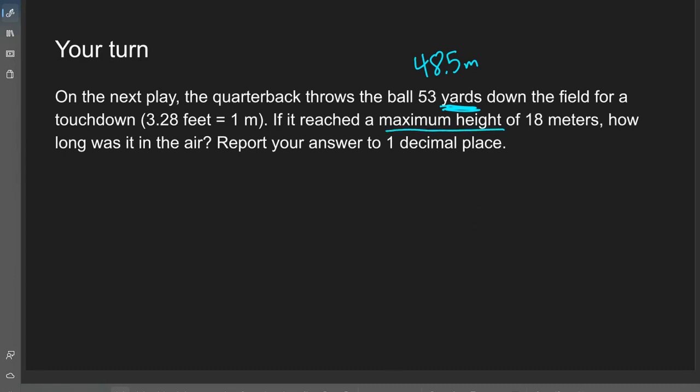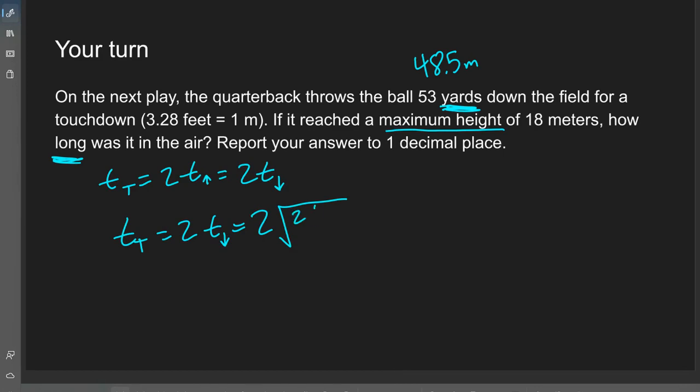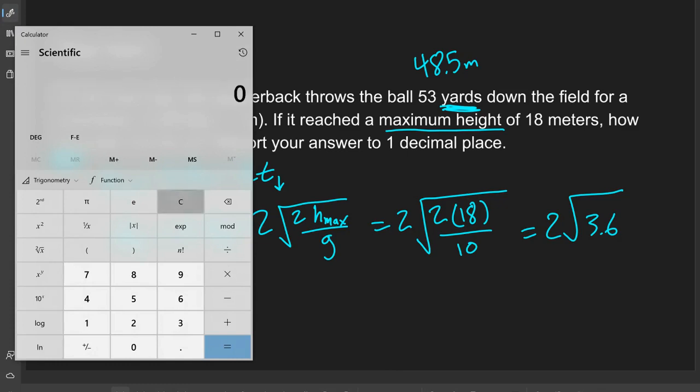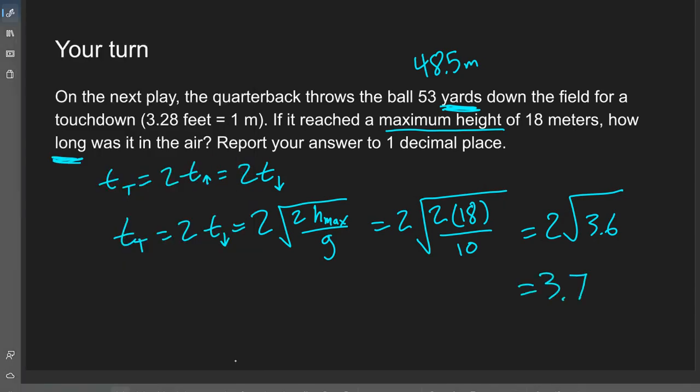All right, well, I tell you maximum height, and now we're looking for how long, so we're looking for time. Time total, remember, this is 2 times time up or 2 times time down. Well, let's use time down, because time down is equal to the square root of 2 times our maximum height divided by g. So if we plug all this in, this gets us 2 times the square root of 2 times 18 over 10. 2 times 18 is 36 divided by 10 is 3.6. The square root of 3.6, we need to do times 2, gives us 3.79. All right, so 3.79 seconds.